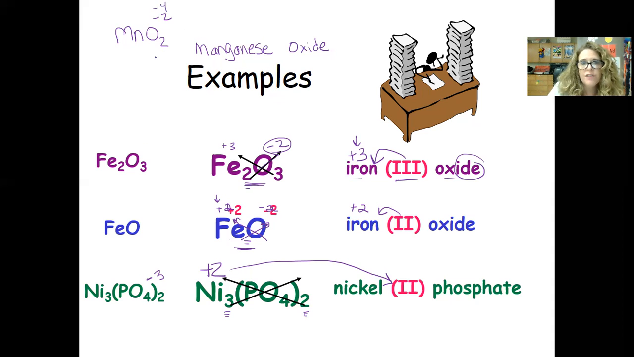So if that's -4, then the manganese on the other side of this formula needs to have a total charge of +4. There's 1 manganese, total charge is +4. So that means that this is going to be manganese, Roman numeral 4, oxide.